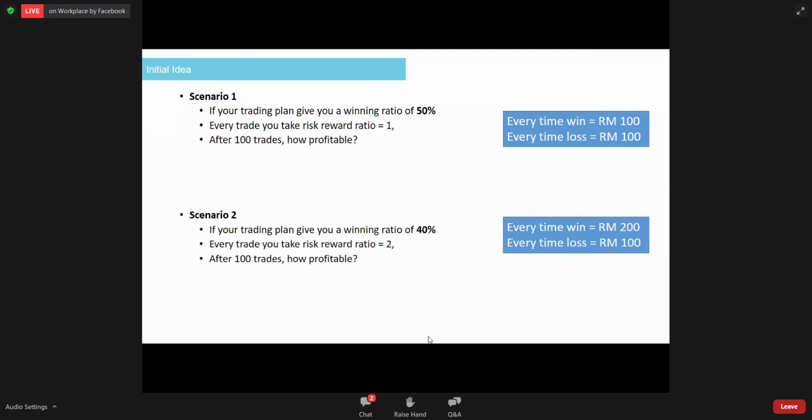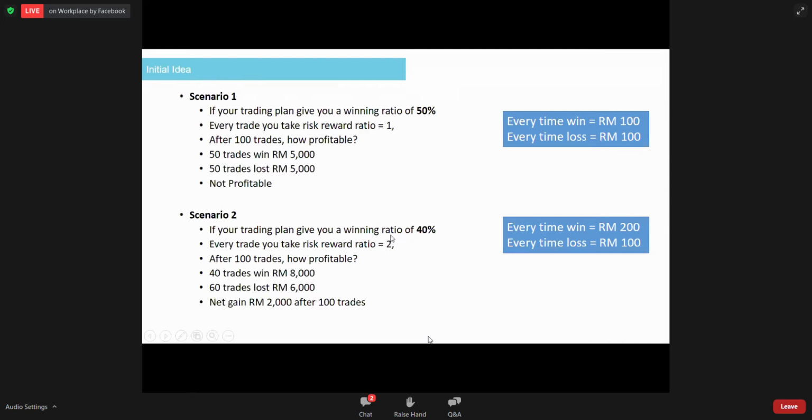Let me show you. In scenario 1, you won't be profitable even with a winning ratio 10% higher than scenario 2, because every time you win 100, you lose 100. With a 50% winning ratio, you win 50 times, winning 5,000, and lose 50 times, losing 5,000. So you are not profitable. Like what Chin is saying, in scenario 1 you won't break even. You will actually lose because of trading charges. You will definitely lose money in scenario 1.